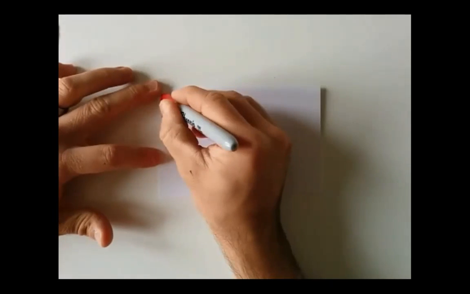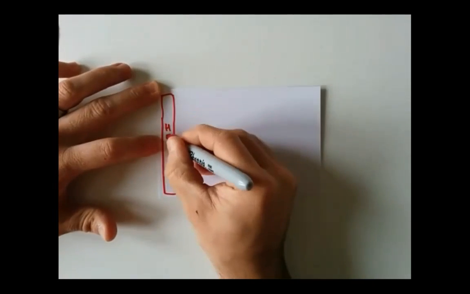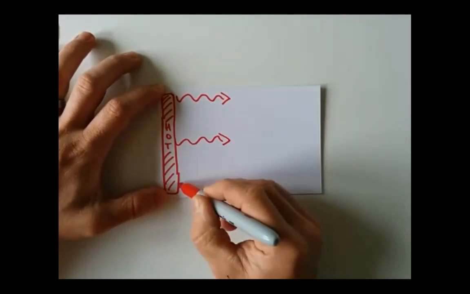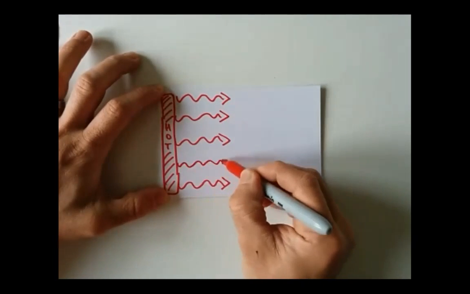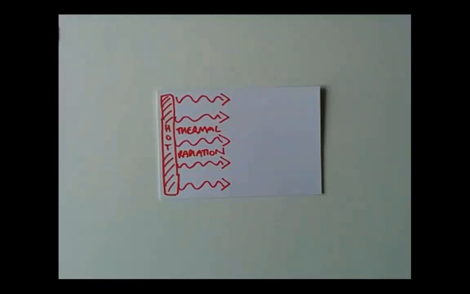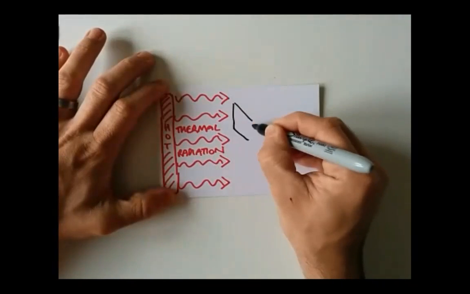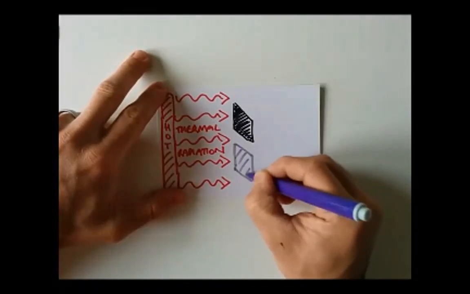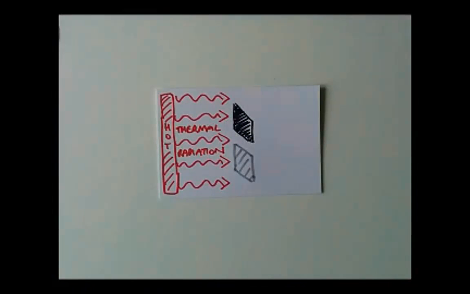Let's imagine a hot object of some kind. This might be the sun or a fire or the grill in your oven maybe. Because it's hot, it's giving out lots of thermal radiation. It might also be giving out light, such as with the sun, but that actually does nothing at all to heat the objects up around it. It's only the thermal radiation that does this.